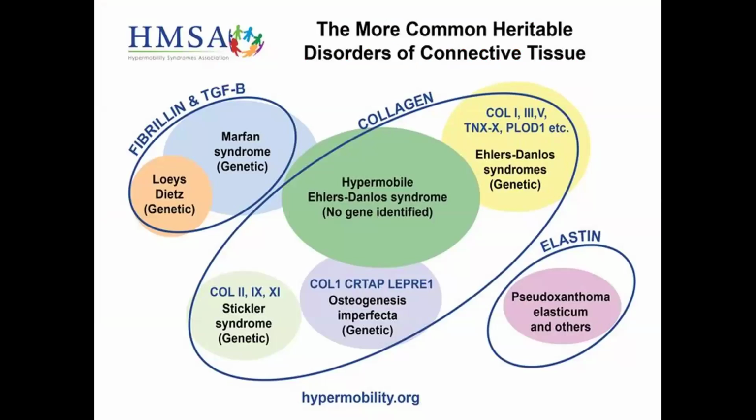And these are some of the connective tissue disorders affecting the joints, such as EDS, which is basically the most famous of them. It's affecting collagen. Marfan syndrome, affecting fibrillin. And pseudoxanthoma elasticum, which affects the elastin.